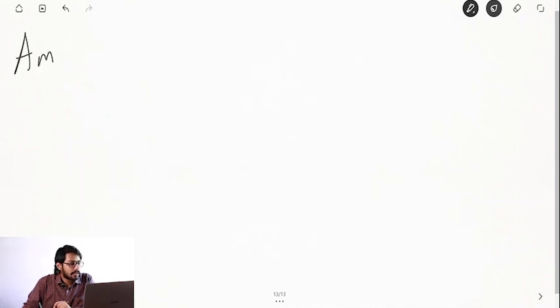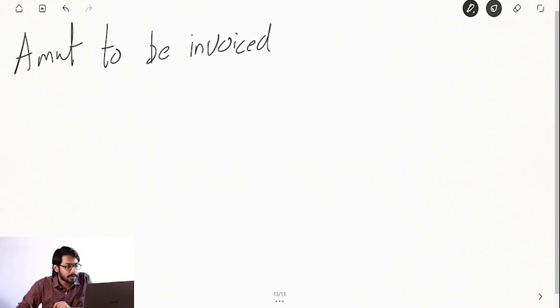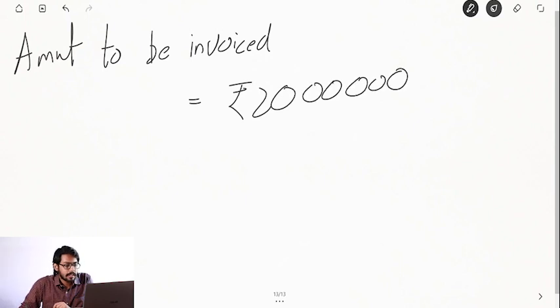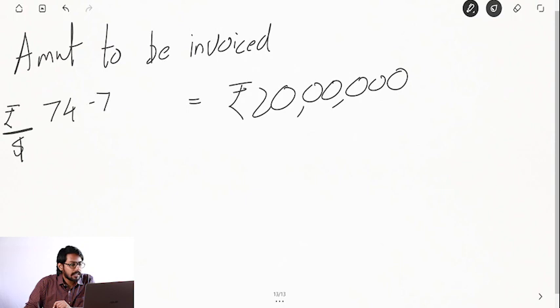Amount to be invoiced is equal to rupees 20 lakh. Yes, pay attention. What is the exchange rate? Exchange rate is rupee by dollar 74.75, 74 and 75. You are an exporter. You are converting dollar to rupee. It is up the bid.